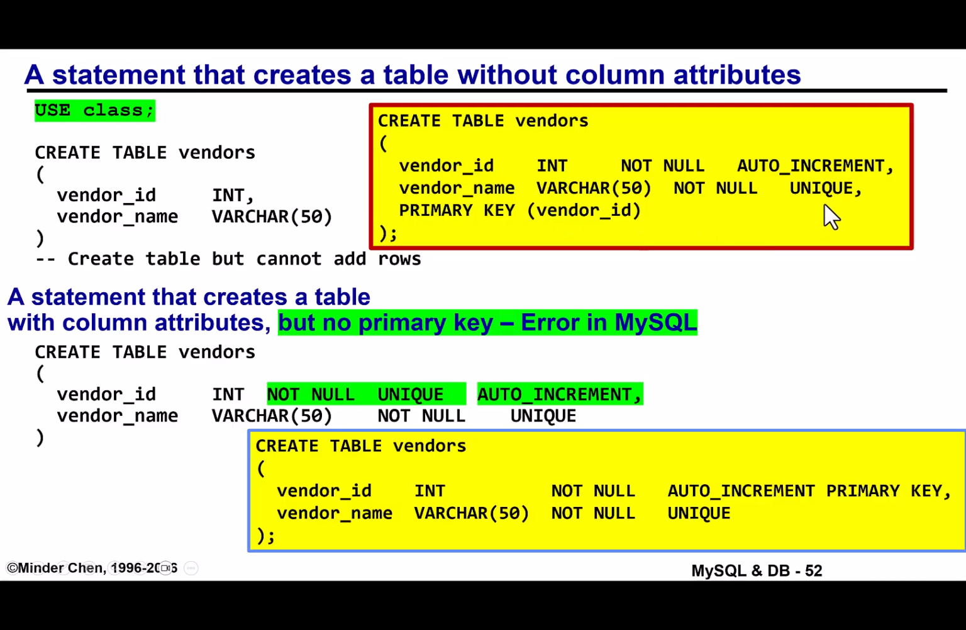Okay. Name, here I request that it's unique. Not only does it have to be not null, but it has to be unique. But this doesn't make it a primary key because I specifically say the primary key is the vendor ID. Okay.